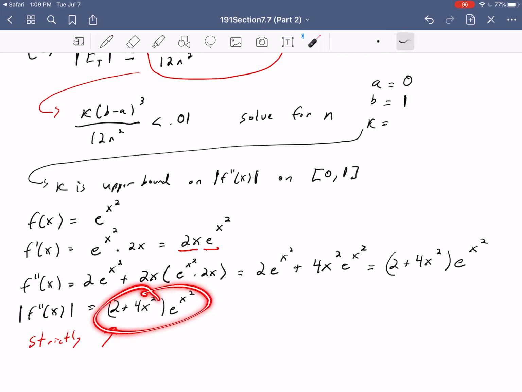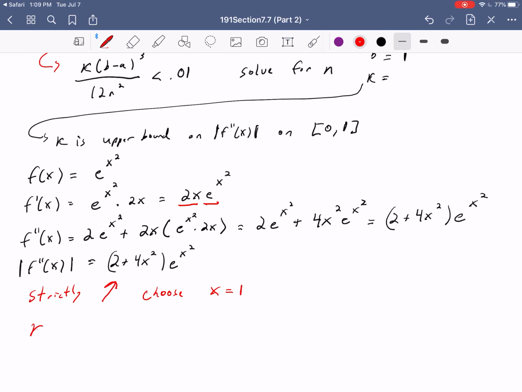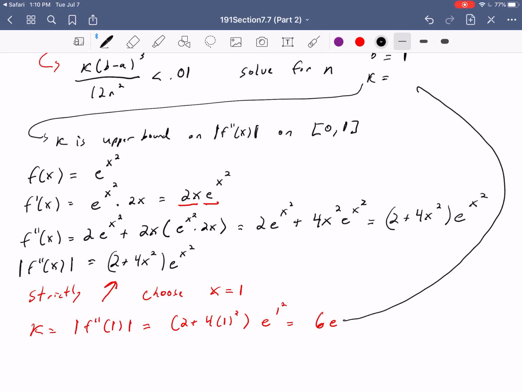So since we want it to be as large as possible, we want K to be an upper bound, and we're going to choose the upper end of the interval. So we're going to choose x equals 1. So that means K is actually going to be the absolute value of the second derivative at 1, which is going to be (2 + 4 times 1 squared) e to the 1 squared, which looks like we're going to get 6e when we multiply all that out. Sorry, 6e, not 6e squared, because obviously 1 squared there is just 1. So we get 6e.